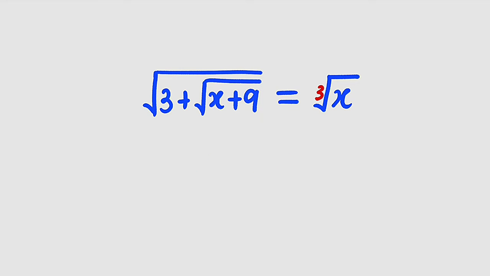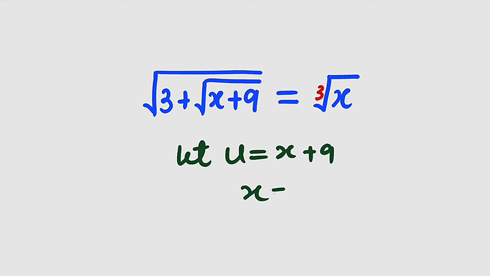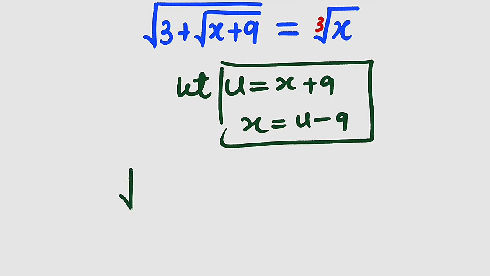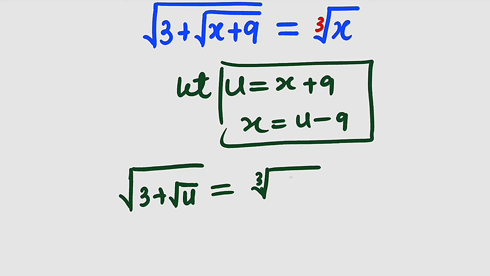This equation is a little bit confusing, so let me use substitution. Let u be equal to x plus 9, which is this one. And what will be the value of x? x will be equal to u minus 9. So this is what we need to substitute. So it will be the square root of 3 plus the square root of what? u to the left hand side, and this is equal to the cube root of what? x, but x is u minus 9.